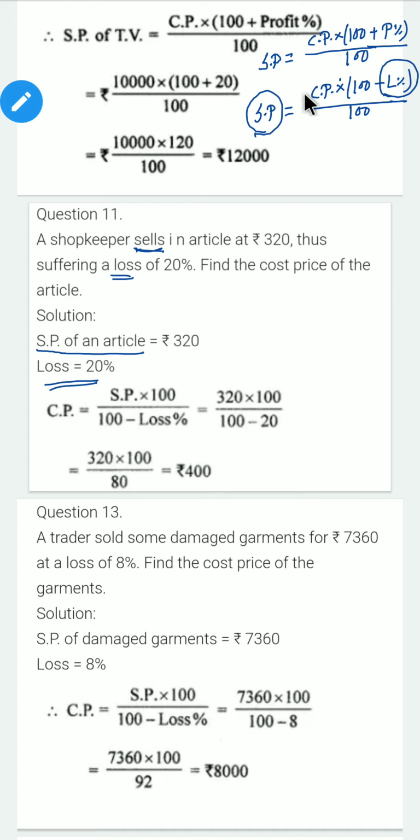So you have to find out which one. You have to find out the cost price. So just put the values in this formula, you will get the answer. Now go to next one.